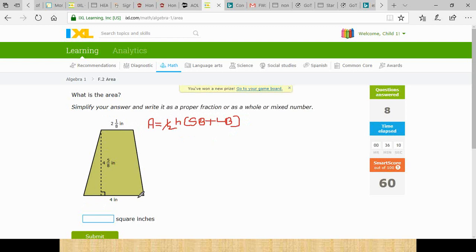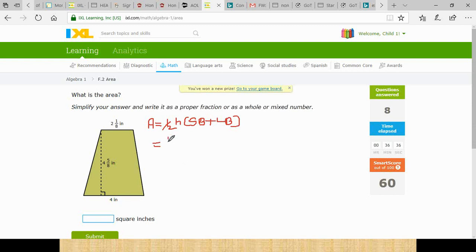Is it supposed to be plus? Plus. This is a plus. Short base plus the long base, times half the height. Is the sign between the short base and the long base supposed to be plus? Yes, it's a plus. Okay.